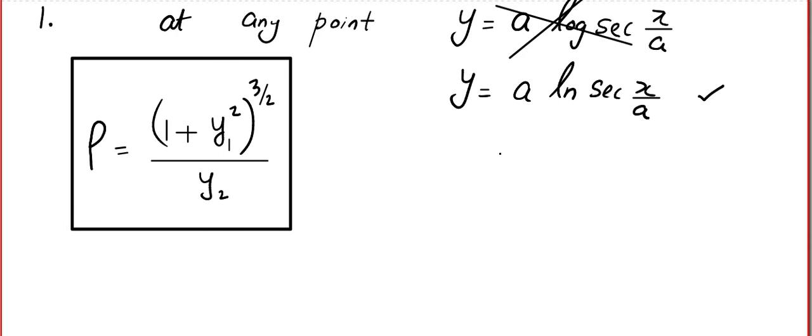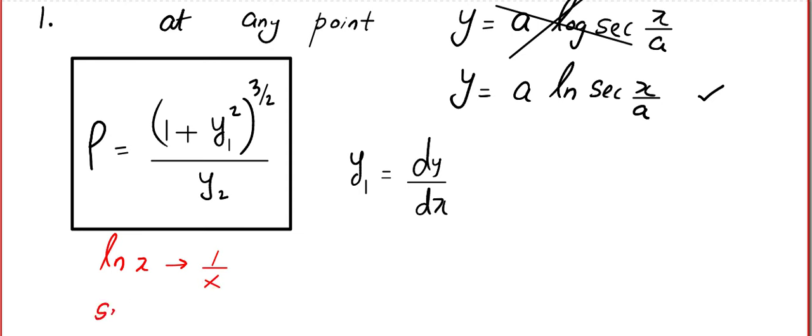So my aim is to find y1 and y2. y1 means the derivative of y with respect to x. Before we start, let me ask you two questions so that it will be easy for everyone. What is the derivative of log x? Isn't it 1 by x? Yeah. What is the derivative of sec x? I guess it is sec x into tan x.